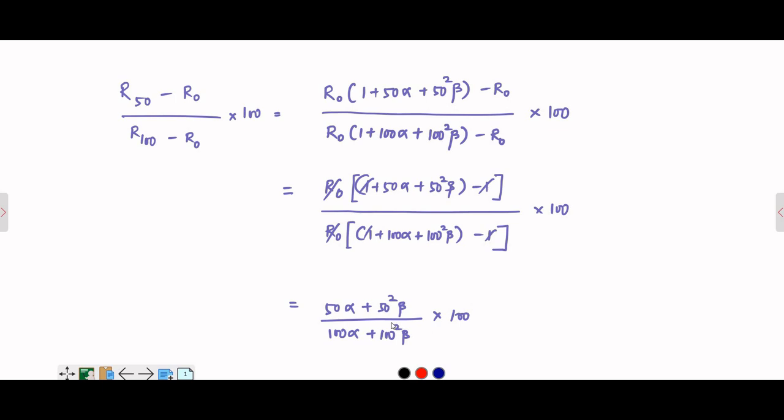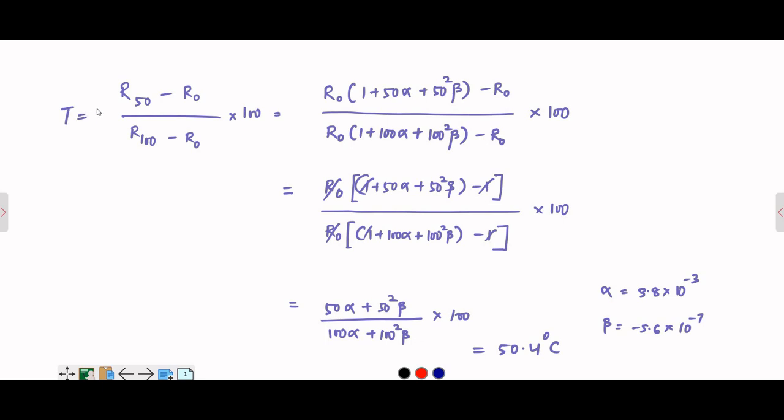When we substitute the values of alpha, 3.8 into 10 to the power minus 3, and beta, minus 5.6 into 10 to the power minus 7, and calculate, we get 50.4. So it is 50.4 degrees Celsius, the temperature reading.